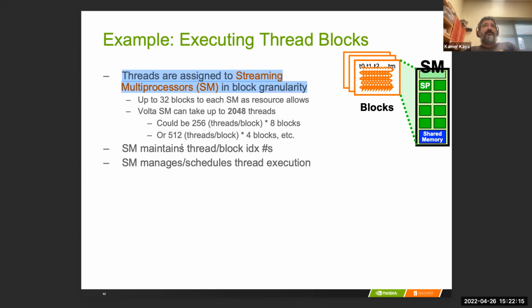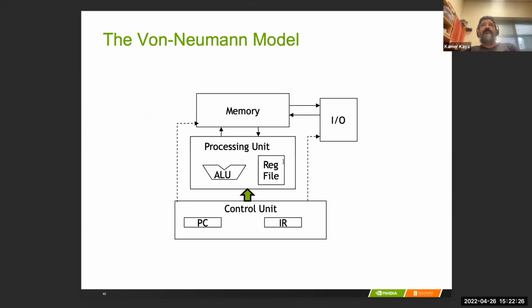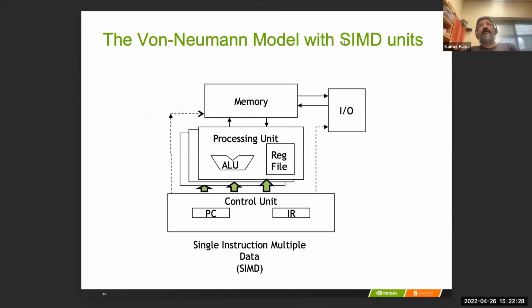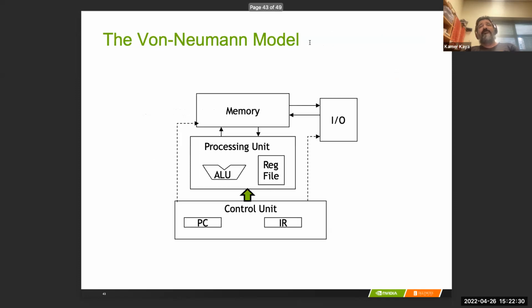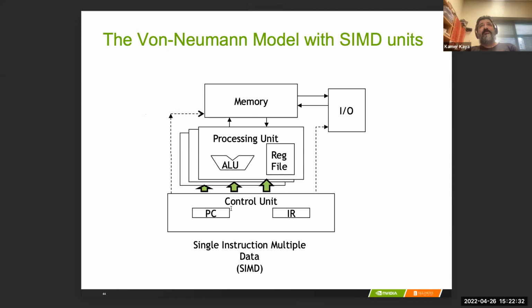So the streaming multiprocessor maintains these threadIdx and blockIdx values, and they manage the thread execution. They schedule the thread execution. So here with the SIMD units, this picture that we saw before becomes this. There is a single control unit, but multiple processing units. We already covered this, by the way, so there's nothing fancy. This is what single instruction, multiple data tells us.